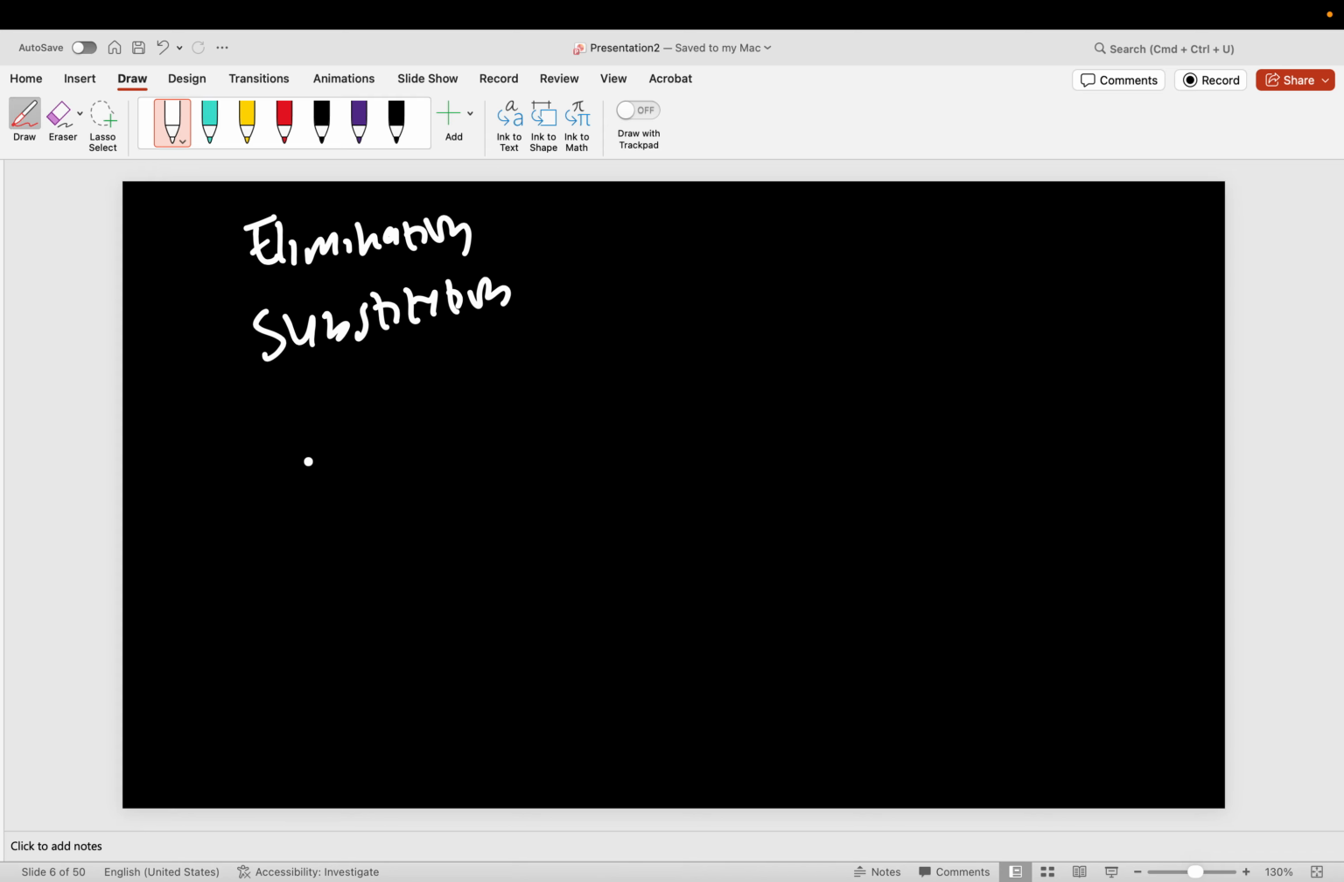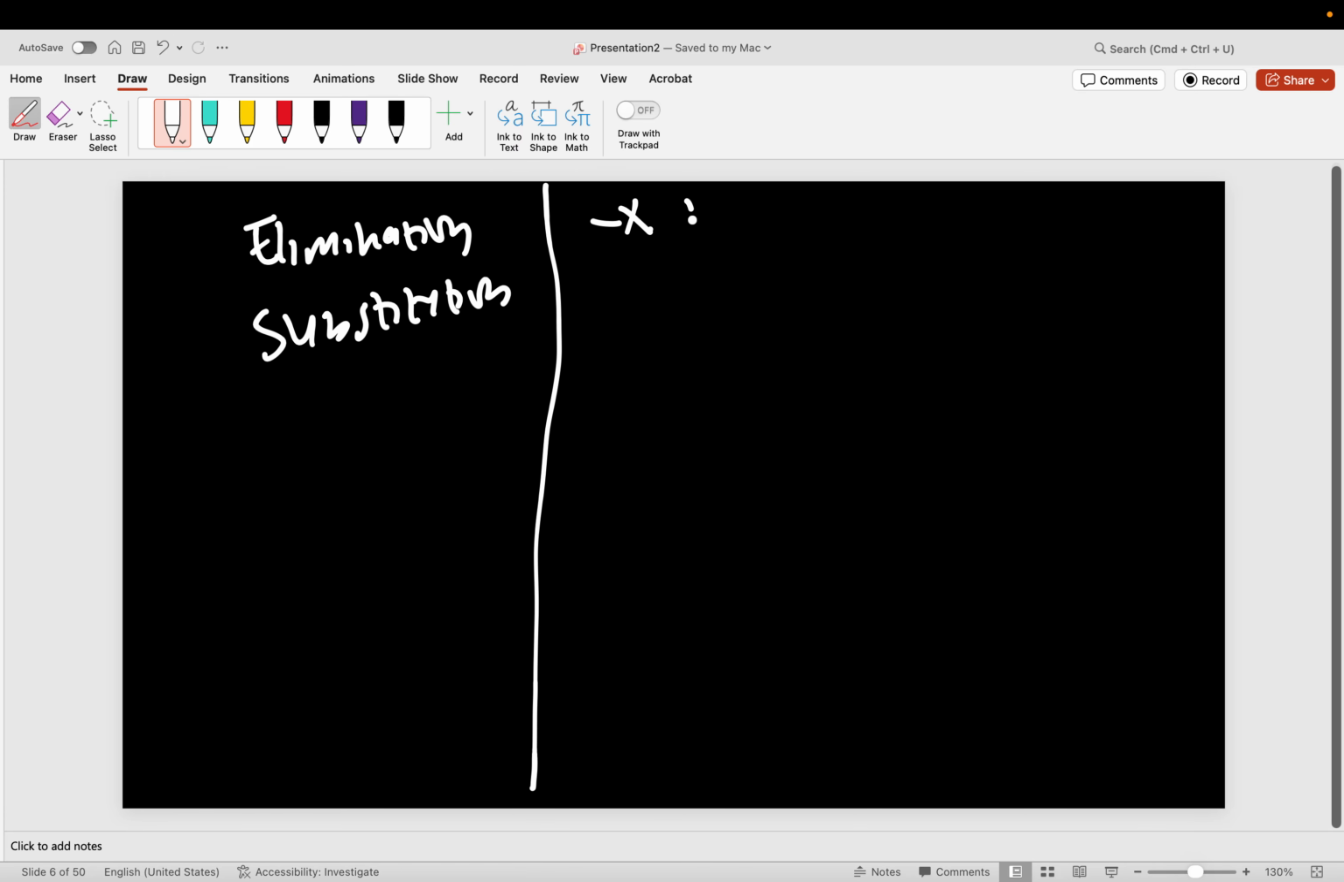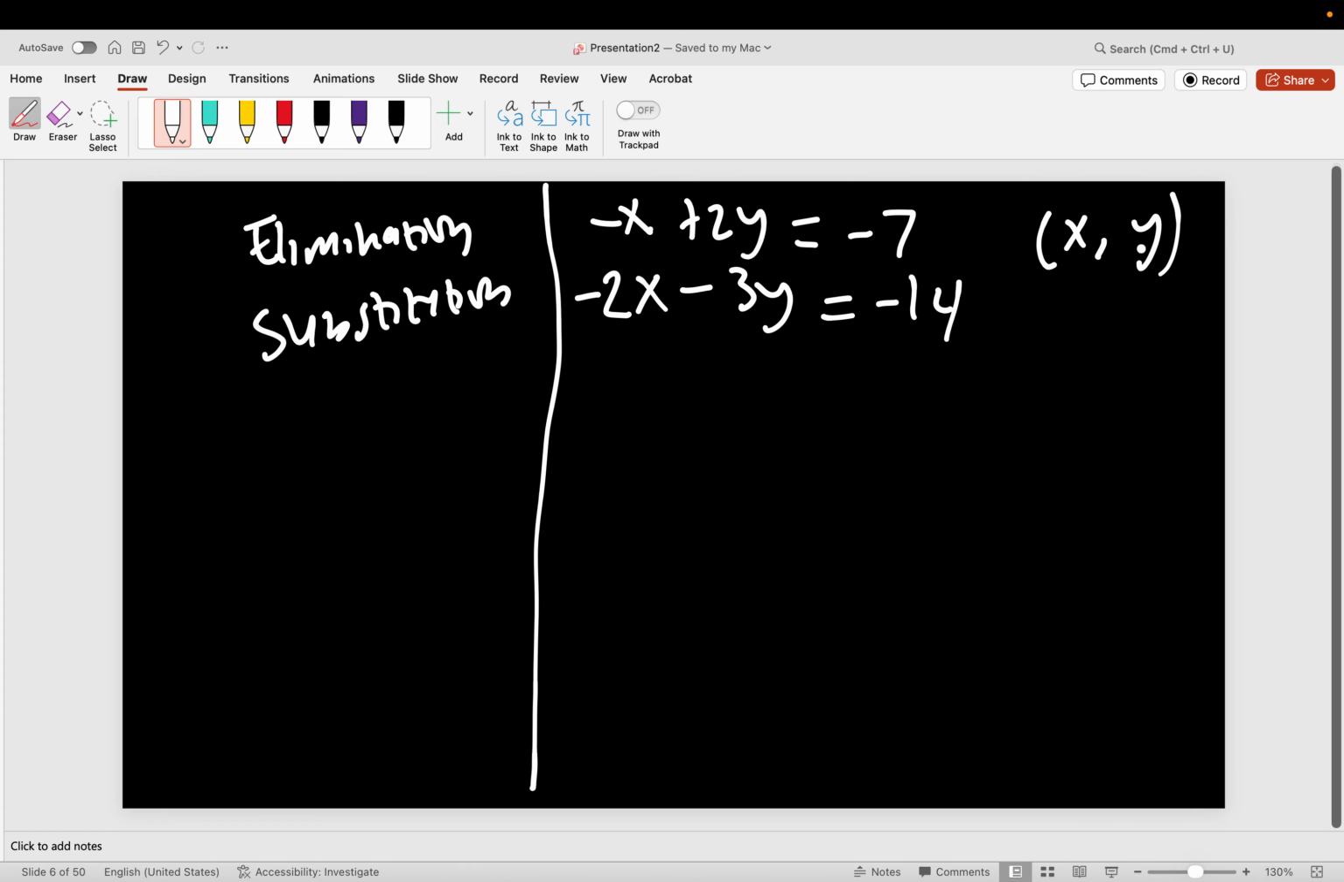So my first problem is negative x plus 2y equals negative 7. And then let's make this negative: minus 3y equals negative 14. And I want to solve this system of linear equations. Again, what that means is you're trying to find the point where they intersect, if they intersect. And so you're trying to find x and y.